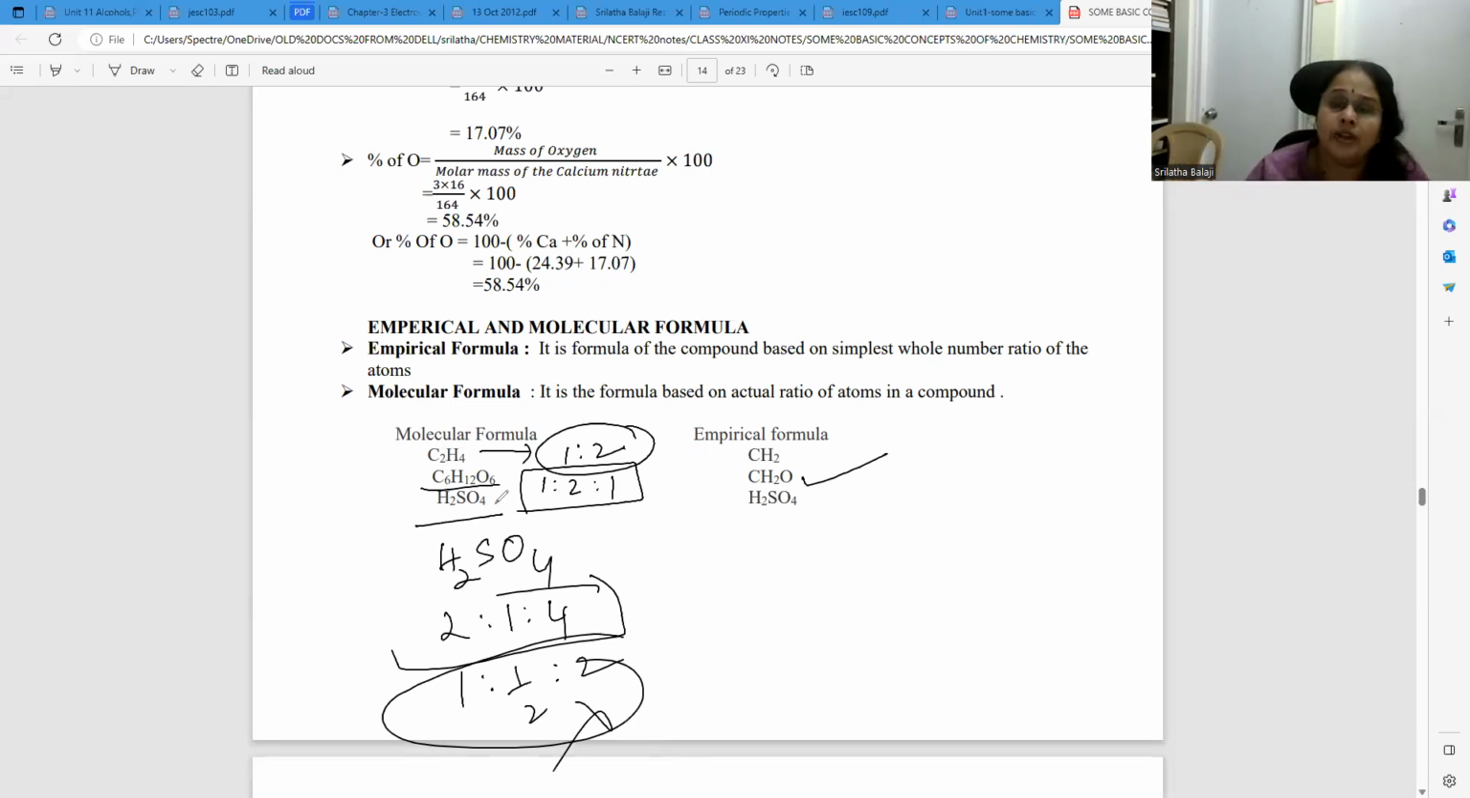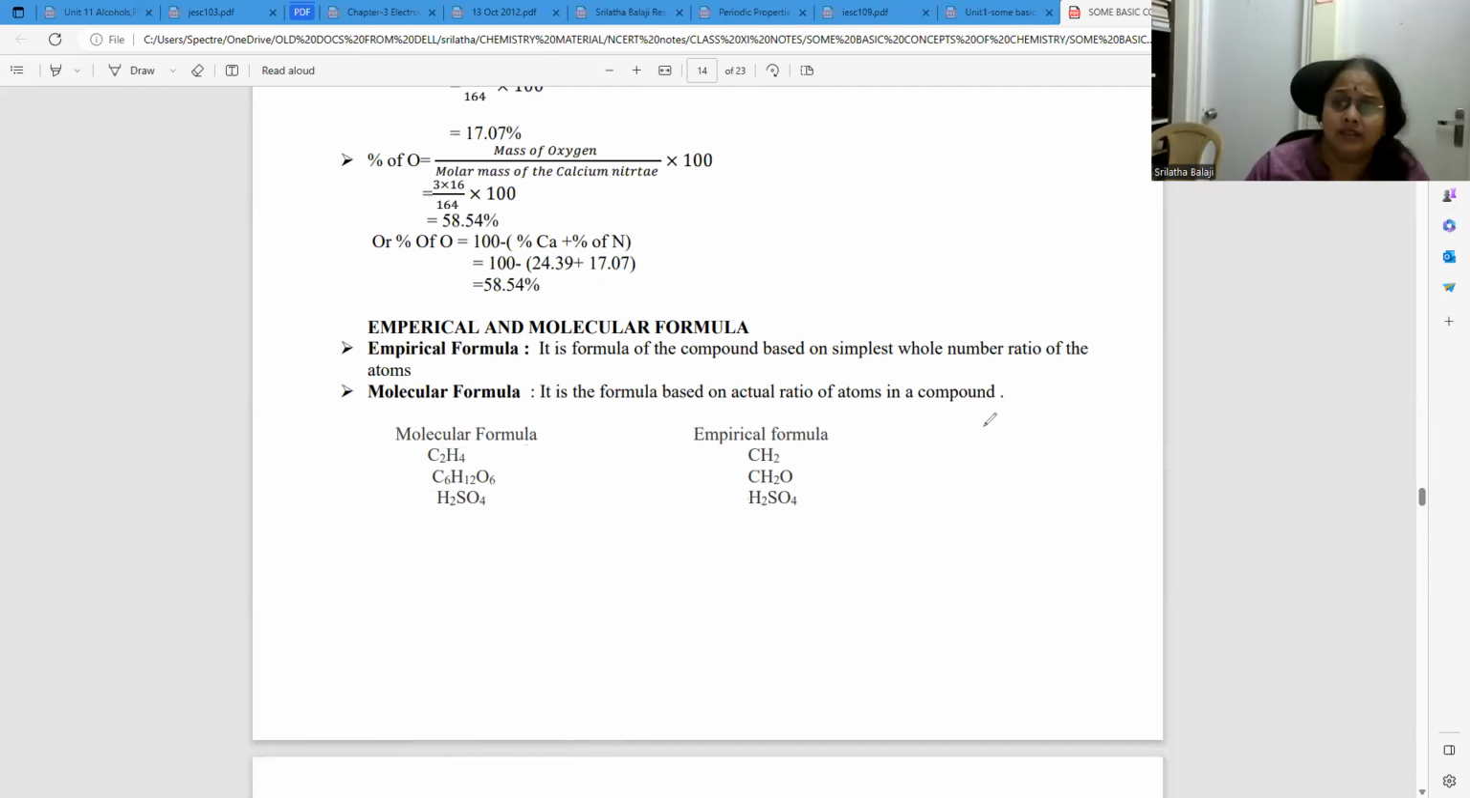So what is the empirical formula of H2SO4? It will be H2SO4 only. Suppose I give you the empirical formula of H2O, it will be H2O only, because already it's in the simplest ratio and it's also the actual ratio. Is that clear?